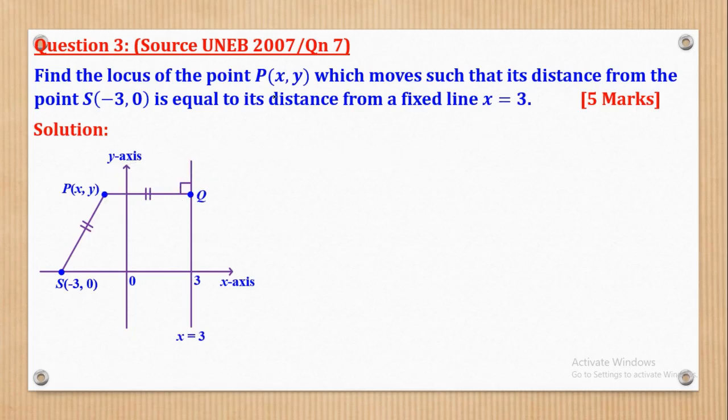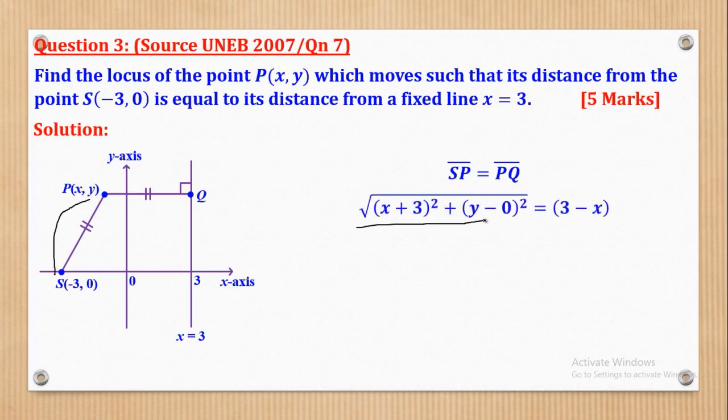Now they told us the distance is equal. That is why you see here 2 lines and 2 lines to show that this distance from here to here is equal to from here to here. So this is the condition we can get from this question. Now distance SP is the same as distance between 2 points and given by this formula.